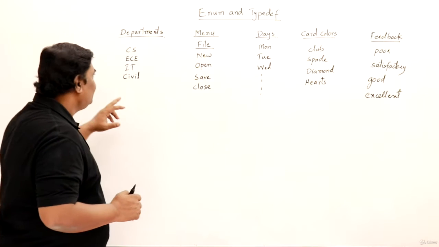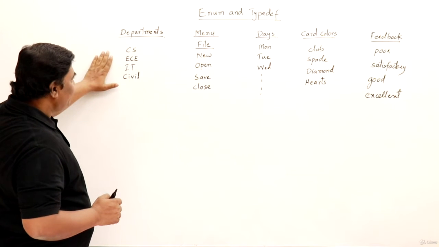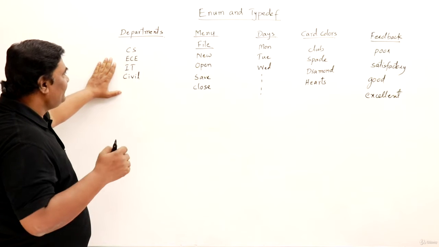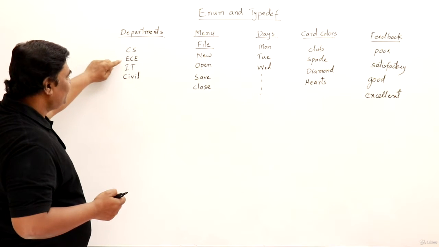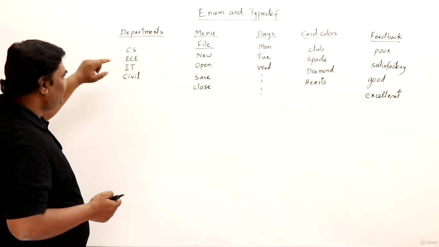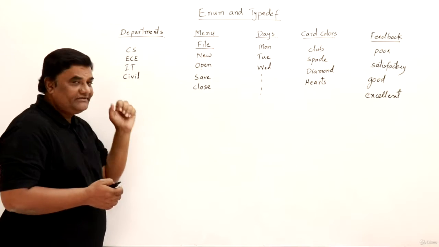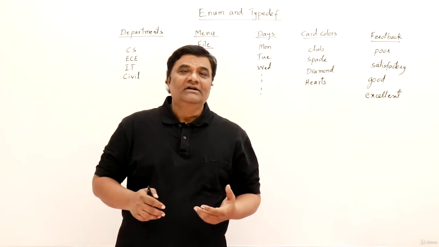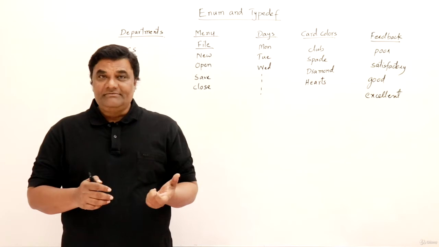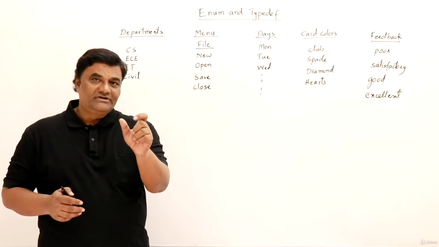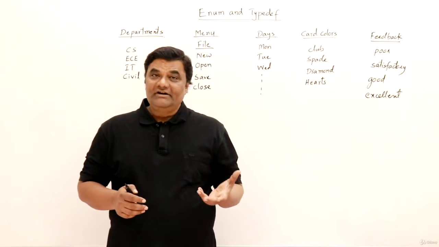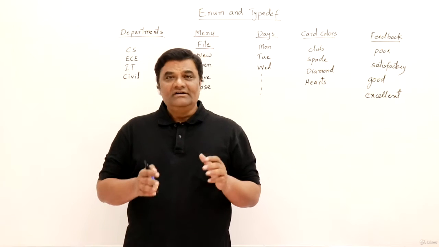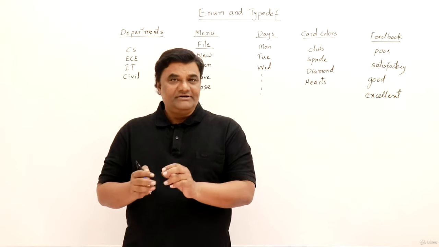See, first example. In your application, in your program, you are using department names like computer science department, electronics and communication engineering department, information technology and civil engineering department. You have to use these departments in your application. Like a student belongs to which department you want to check, or you want to store the information, or an employee or a faculty belongs to which department. So there is something related to department.